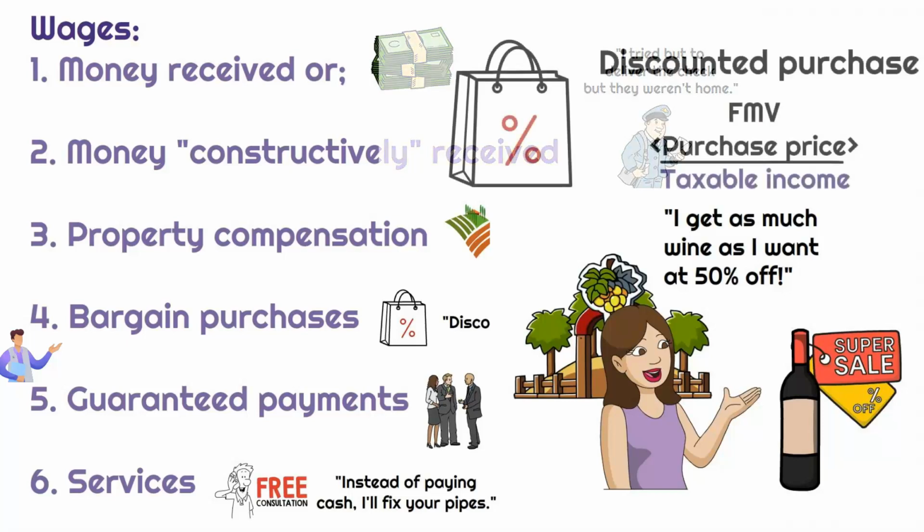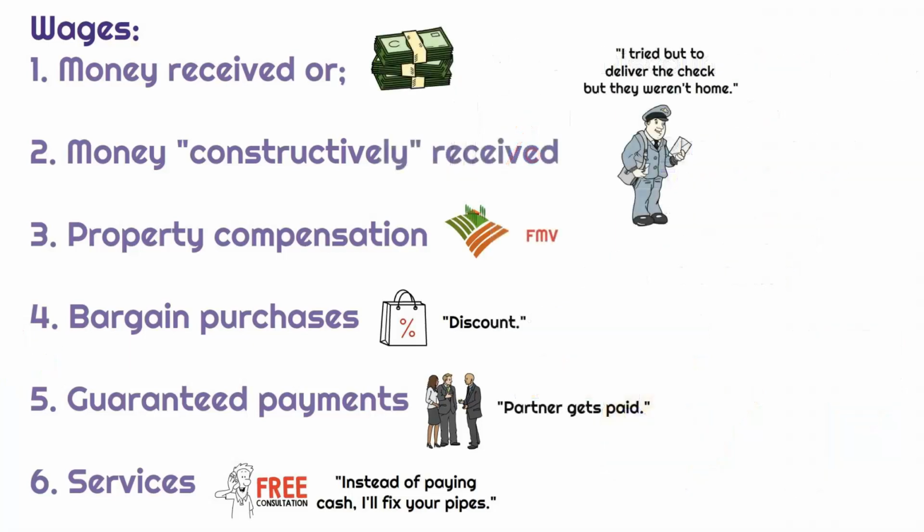She's just going to take the fair market value of that wine. We're going to reduce it by the purchase price, the amount that she bought it for, and the difference is going to be reported as gross income. So this is included as her taxable gross income. Another situation is guaranteed payments.